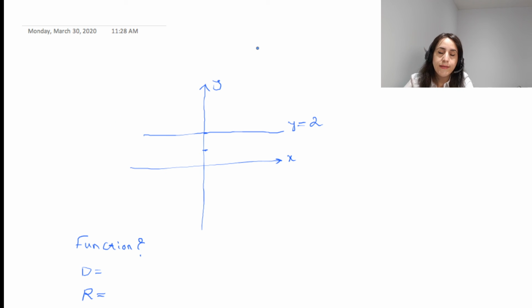This line, yes, it is a function because it's passing the vertical line test. Okay? Then I'm okay with it being a function. Function, yes. It passes the vertical line test. How about the domain? What is the domain of this function? What do you think about the domain? Can I mention x is an element of the real numbers?